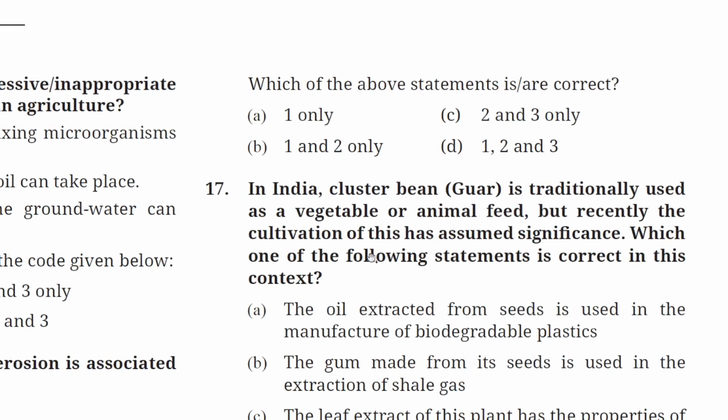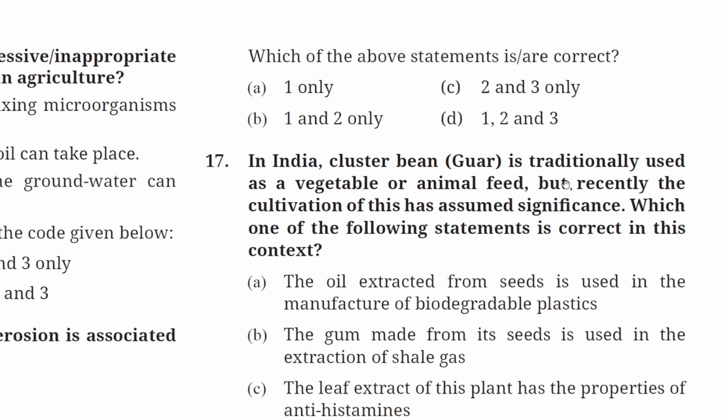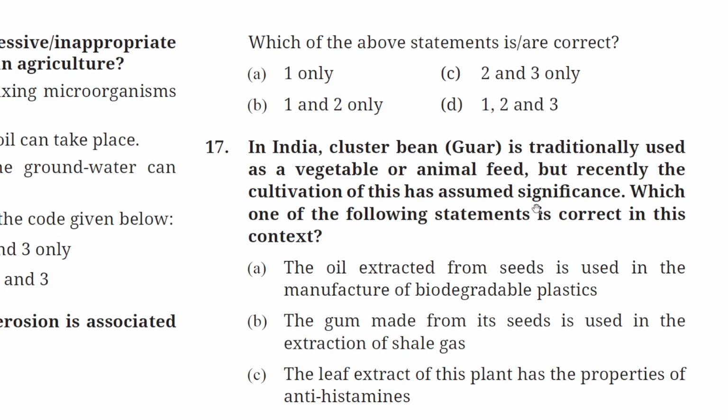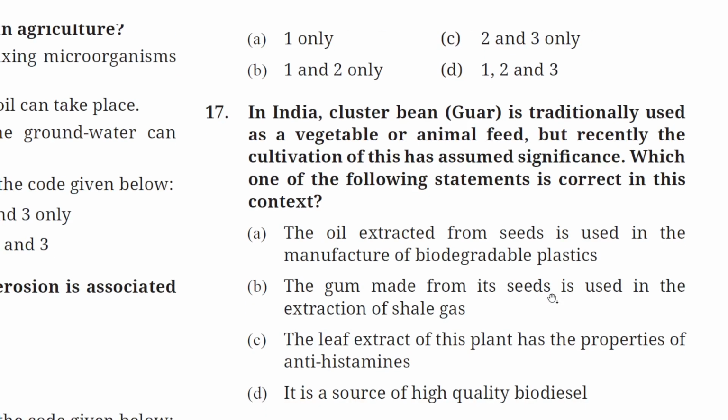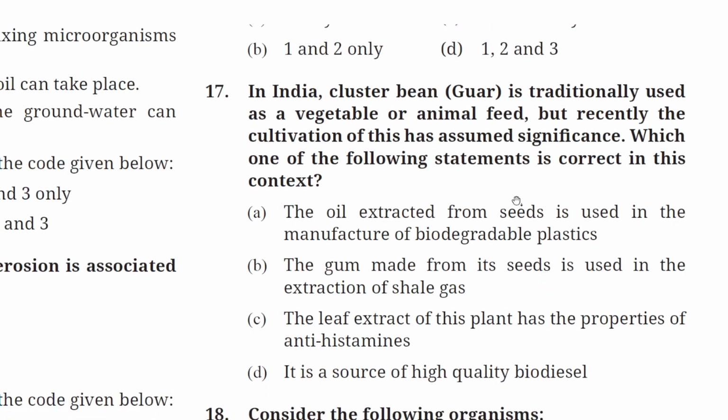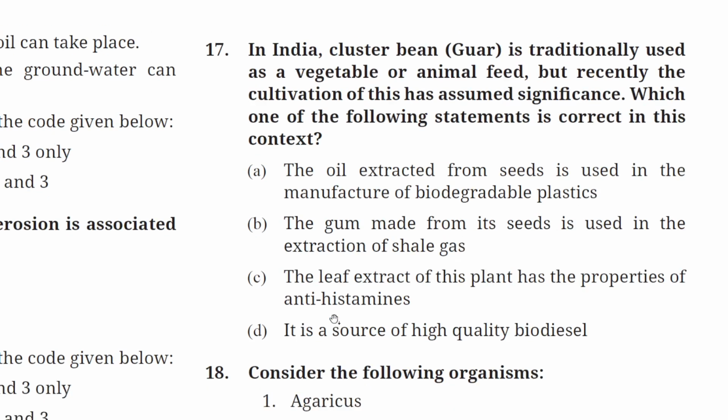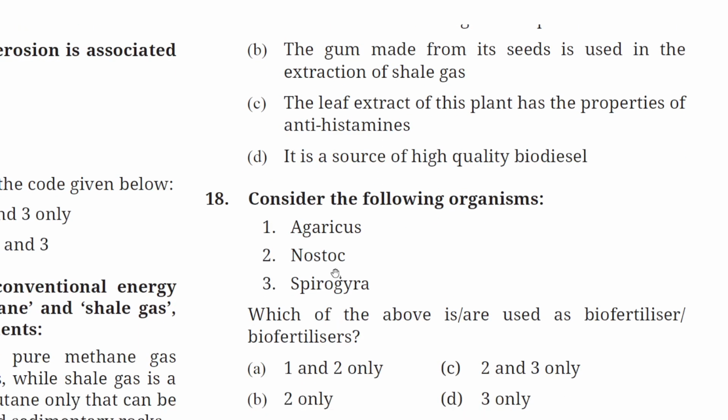In India, cluster bean, guar, is traditionally used as a vegetable or animal feed. But recently, the cultivation of this has assumed significance. Which one of the following statements is correct in this context? It's a question about cluster bean guar. The gum made from its seeds is used in the extraction of shale gas. So it is basically a current affairs question. The answer is B.